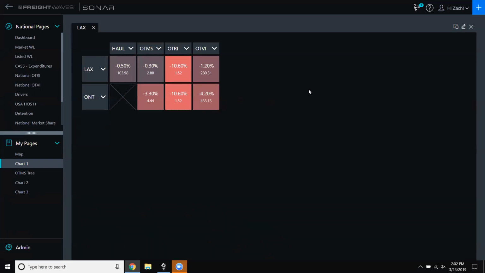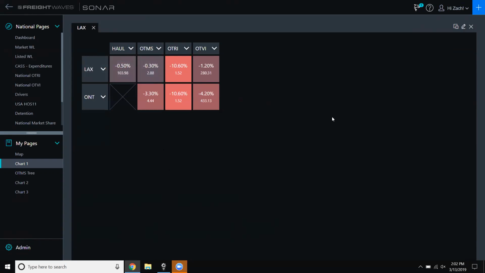So I've pulled up a quick example of this with the Los Angeles and Ontario markets. And you can see that I have the haul index, outbound tender market share, outbound tender reject, and outbound tender volume index pulled up for each one. So each day when I come in, I can check to see which markets are available. You see there's this big black square where there's nothing available. That is simply there because I did not put a haul index value there.